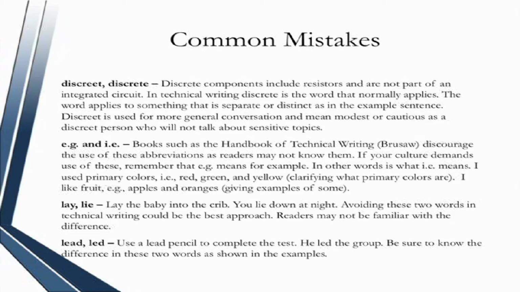Number 6. E.g. and i.e. Books such as A Handbook of Technical Writing discourage the use of these abbreviations, as readers may not know them. If your culture demands use of these, remember that e.g. means for example. In other words, is what i.e. means. I use primary colors, i.e. red, green, and yellow, clarifying what the primary colors are. I like fruit, e.g. apples and oranges, giving examples of some.